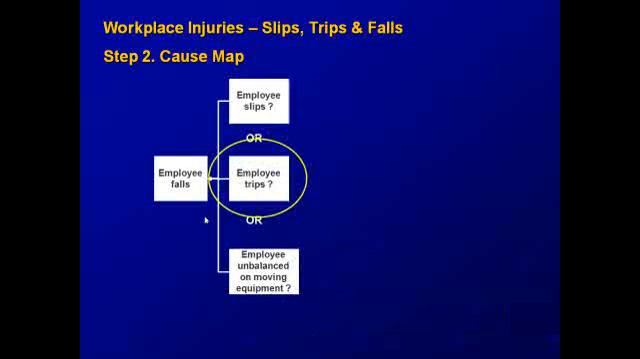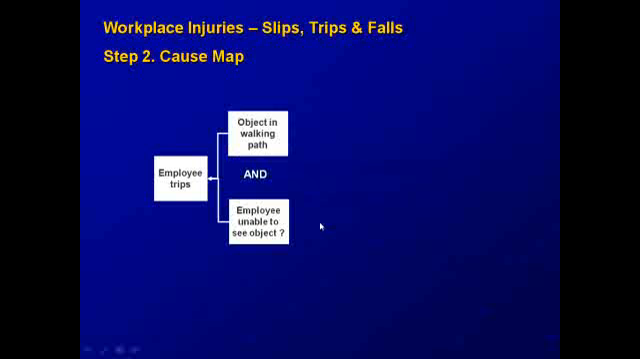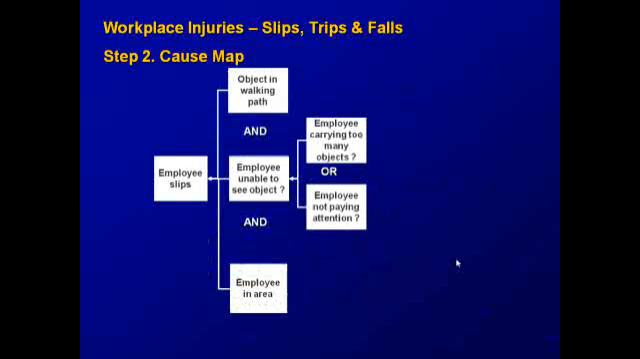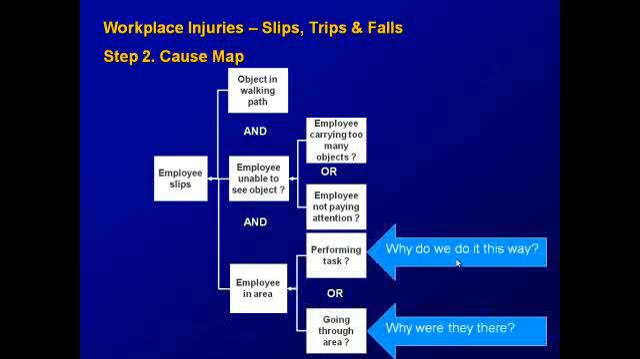We'll go back, and now we're going to look at some detail on the employee trips portion of the map. An employee trips, potentially because there's an object in their walking path. It does not have to be large. The employee may be unable to see the object, potentially because they're carrying too many objects, or they're not paying attention. And, as discussed before, the employee is in the area, which again brings us to the same questions that we've been looking at whenever we find an employee in an area that has resulted in an injury.